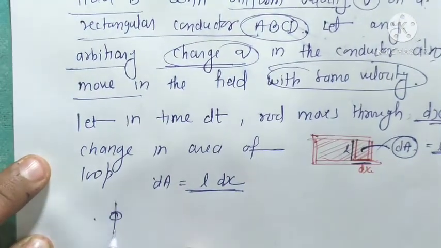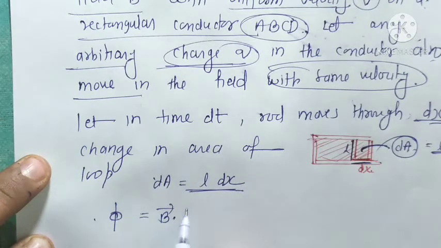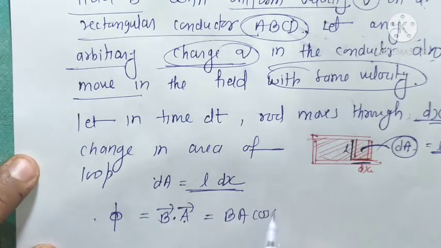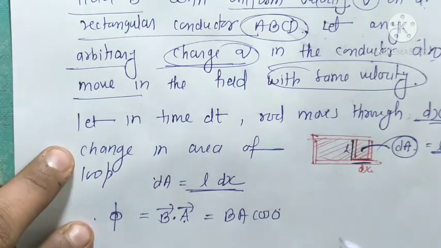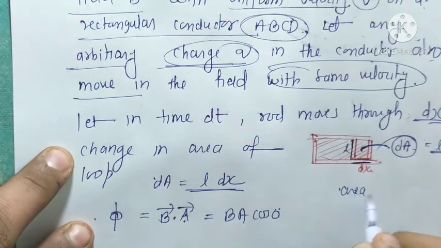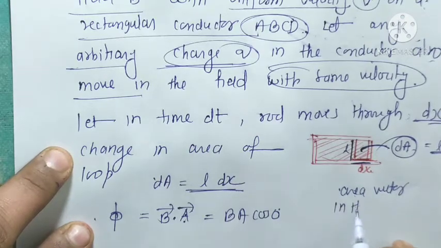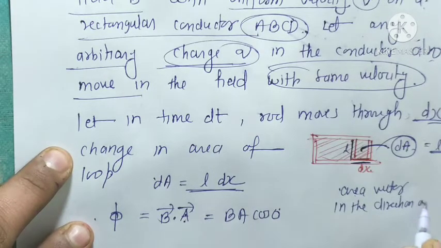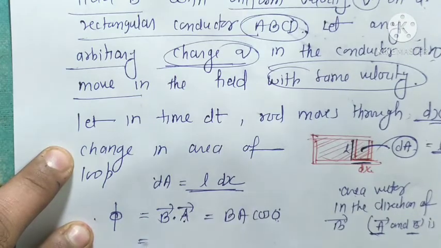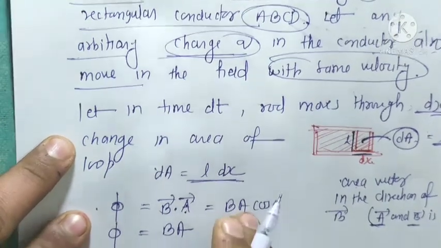So what is the flux phi here? B dot A, and we can write BA cos 0. The area vector is in the direction of the magnetic field; I mean the angle between A and B is 0 degrees. So we put 0 here, and finally phi is equal to BA.